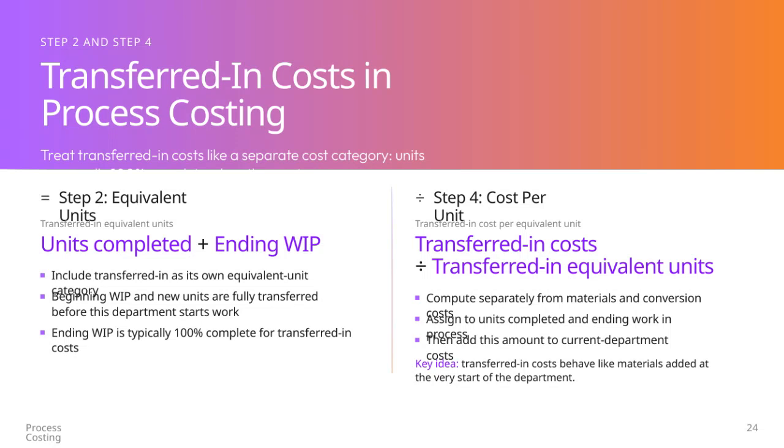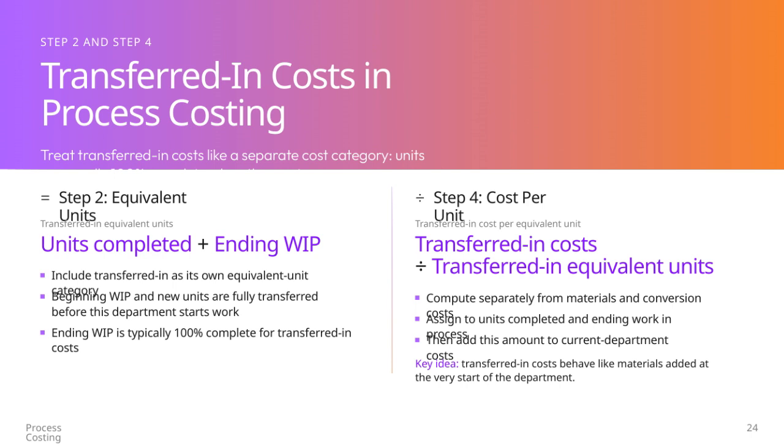Now, let's talk about how transferred-in costs are handled in process costing, focusing on Step 2, equivalent units, and Step 4, cost per unit. For Step 2, when we calculate equivalent units for transferred-in costs, we treat these costs as their own separate category. This is because the beginning work in process and the new units are already fully transferred in before the department starts any additional work.